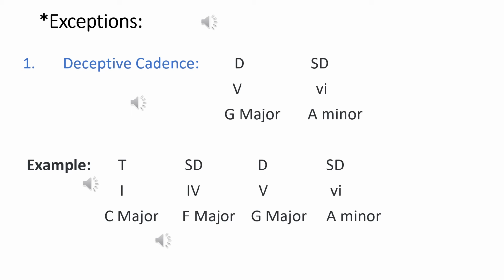Even though normally the dominant chord will go back to the tonic, we have some exceptions. The first one is going to be the deceptive cadence. So instead of going to the tonic, the dominant chord will go to a subdominant instead. So let's listen to the deceptive cadence from 5 to 6, which is from G major to A minor.